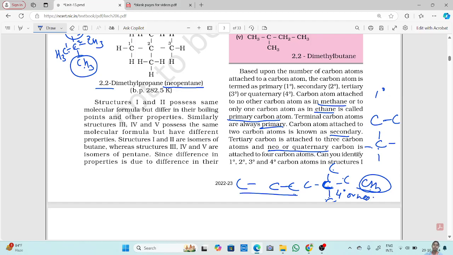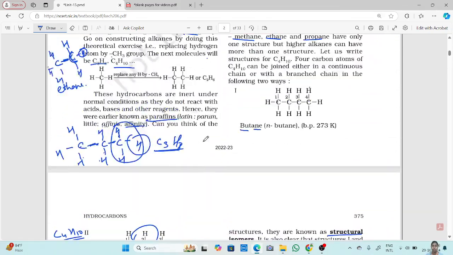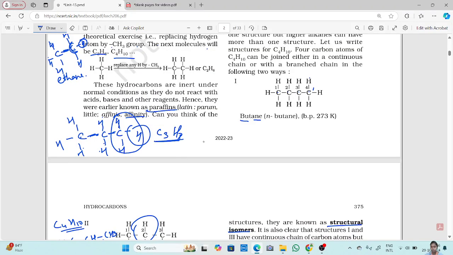Now, can you identify primary, secondary, tertiary and quaternary carbon atoms in structures 1 and 5? Let's see. In structure 1, this is your primary carbon and this is also primary, because they are terminal carbons attached to one carbon. Now, this and this are both secondary carbons because they are attached to two different carbons. This is attached to this carbon and this carbon also. These two become secondary and these two become primary.